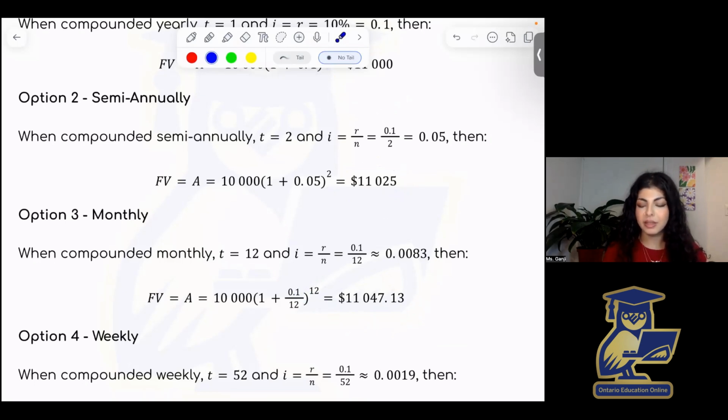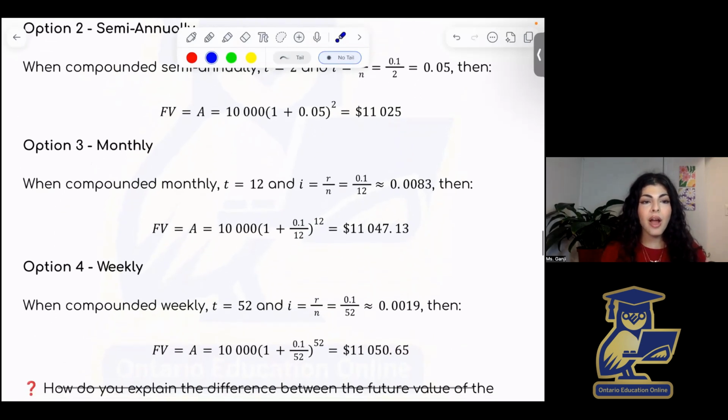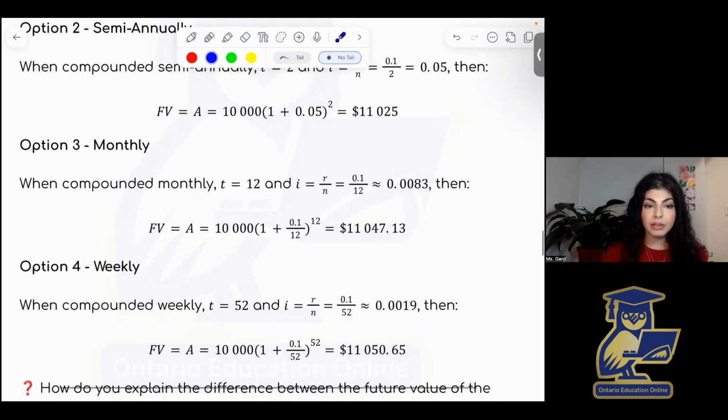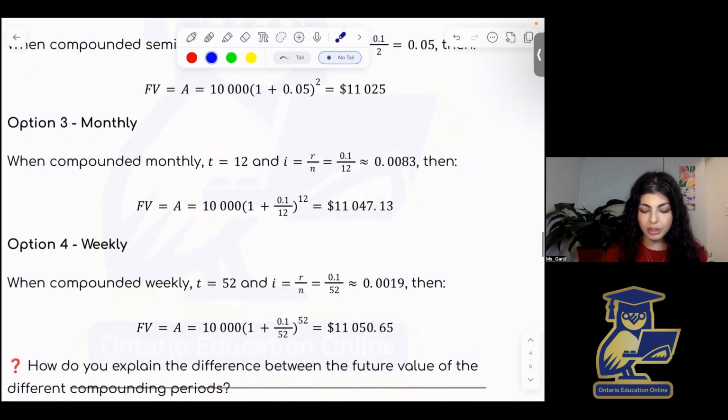So my pattern is continuing. Option four is weekly. So in a year, we have 52 weeks. So T or N is going to be 52. Your interest, which is going to be R divided by N, is going to be 0.1 divided by 52, which, keeping four decimal places, I get 0.0019. So now the future value here is going to be $10,000 times 1 plus 0.1 divided by 52, and to the power of 52, because we have 52 weeks in the year.